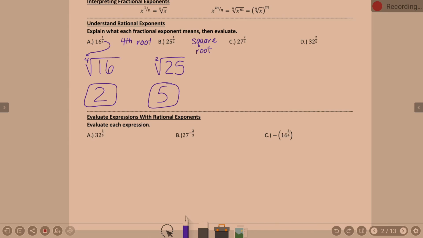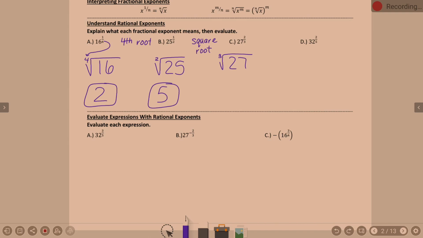Okay, guys, C. It changes a little bit. 27 to the 2/3 power. What do we mean? What do you think we mean? We put 27 in the box. We're working on the vocabulary. I get it. 27 in the box. What kind of root is this? Cube. It is a 3. It is a cube root.